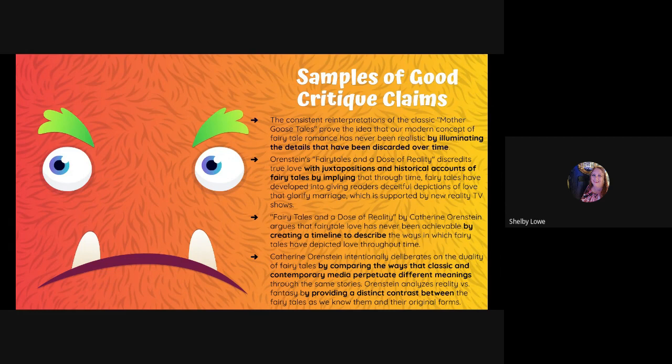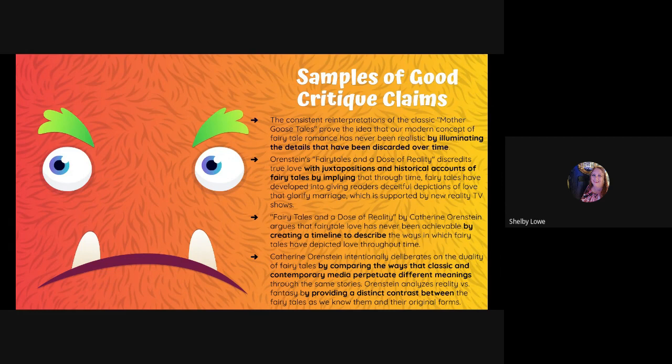So third one, Fairy Tales and a Dose of Reality by Catherine Ornstein argues that fairy tale love has never been achieved by creating a timeline to describe the ways in which fairy tales have depicted love throughout time. So I expect this critique paragraph to look at the timeline of fairy tales and how, as time has progressed, fairy tale love has been depicted differently. And they would look at the evolution of this definition of love in a timeline format.